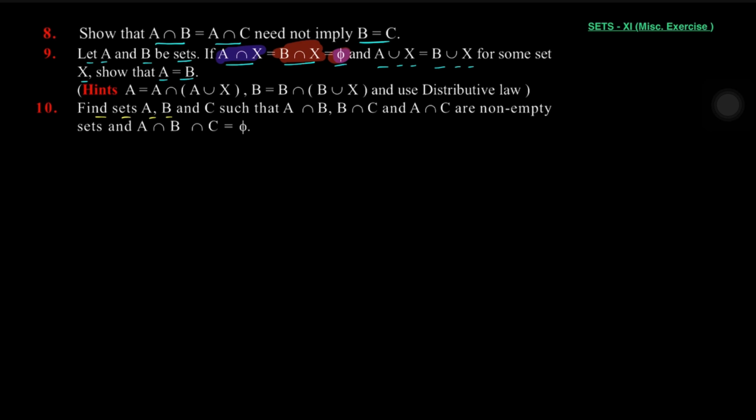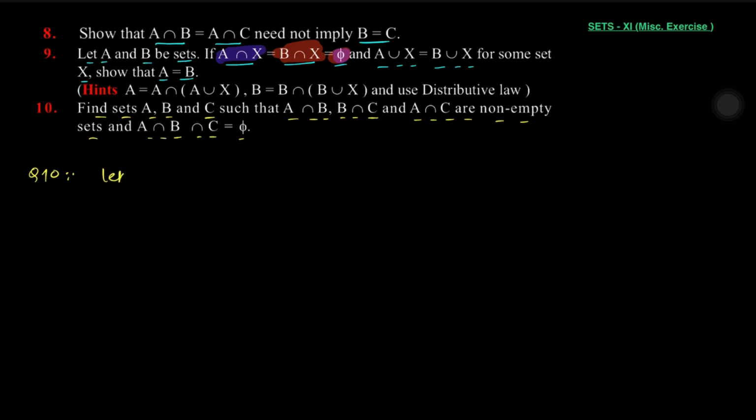Find sets A, B and C such that A intersection B, B intersection C and A intersection C are non-empty sets and A intersection B intersection C is equal to phi. So this is question number 10. Now here we have to find three sets A, B and C which satisfy the given condition.